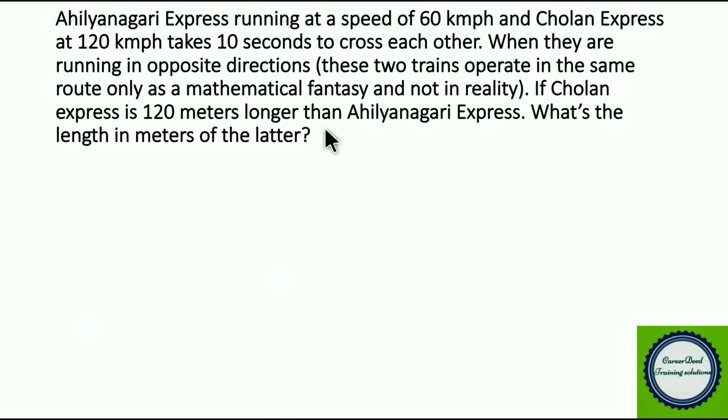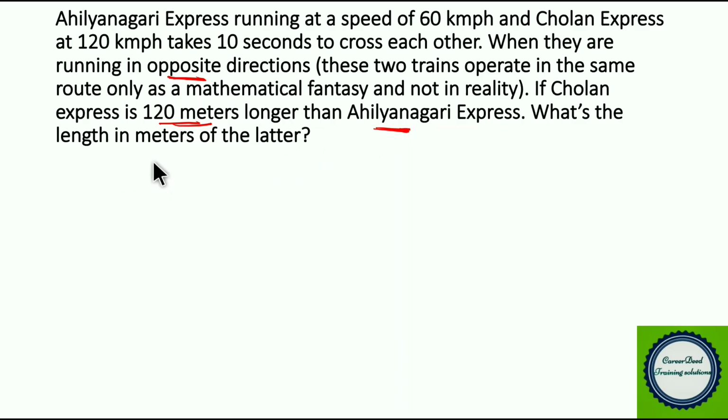Now question number 18. Ahilyanagiri Express running at a speed of 60 km per hour and Cholan at 120 km per hour take 10 seconds to cross each other when they are running in opposite directions. These two trains operate on the same route only as a mathematical fantasy and not in reality. Okay, we have some unwanted information here. If Cholan Express is 120 meters longer than Ahilyanagiri Express, what is the length in meters of the latter? So you have to find the length of the Ahilyanagiri Express.